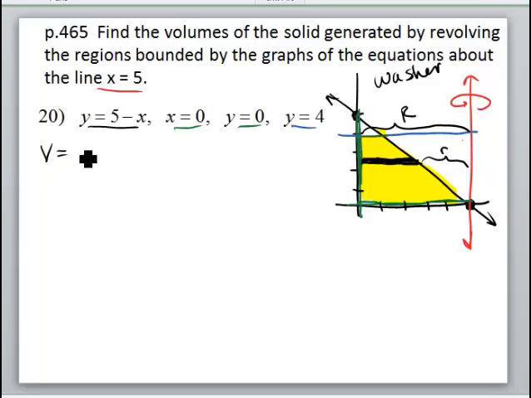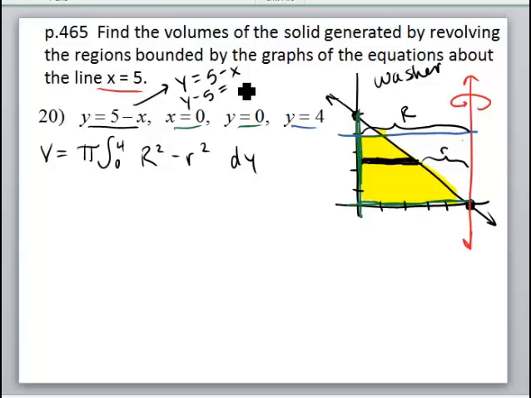Alright, so my volume ends up being a washer, so I know it's pi, and it happens to be a dy, so I'm going to go from 0 to 4. It would be the integral of big R squared minus little r squared dy. Since this is a dy, I need to rewrite this function in terms of x equals. So when I solve for x, I get 5 minus y.